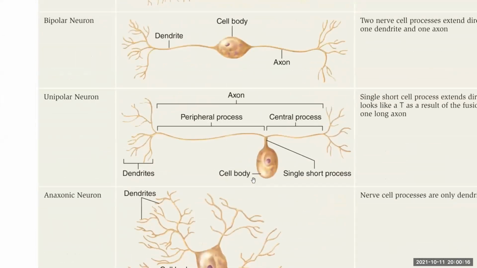Then we have our unipolar neuron. Here's our one cell body with the one process coming off. Then it splits into the peripheral and the central processes. So one end is the dendrites. This is going to be down by where the receptors are. And then over here, the central process, that's where our synaptic knobs are going to be, and that's going to head towards the central nervous system.